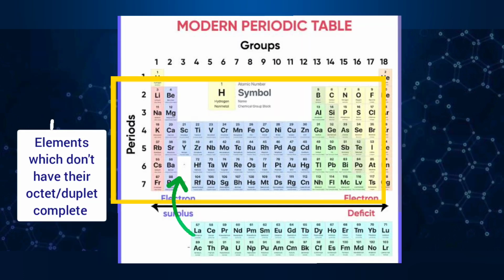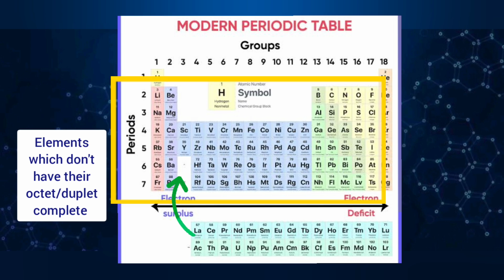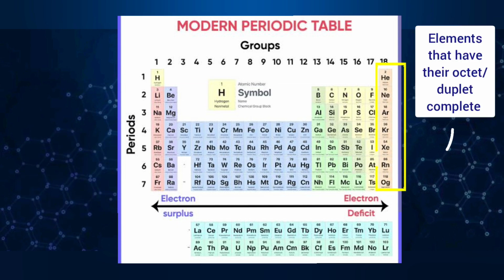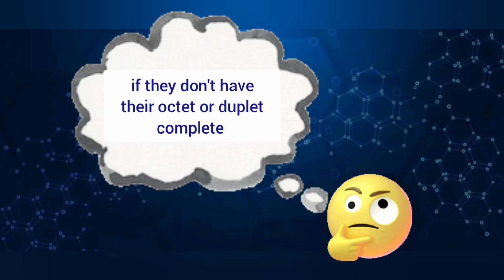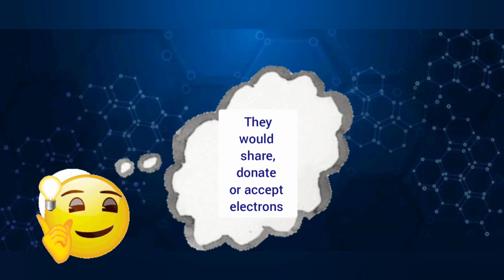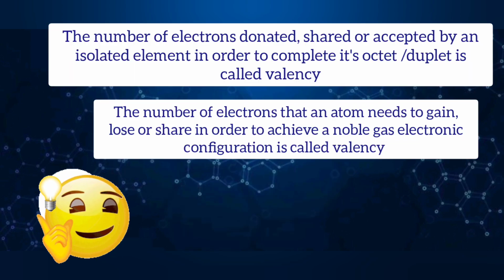Now for some elements, the octet or duplet is not complete according to their electronic configuration, and for some elements they already have their octet or duplet state complete. So if they don't have their octet or duplet state complete, they would share, donate, or accept electrons, as we have seen in both the definitions above.